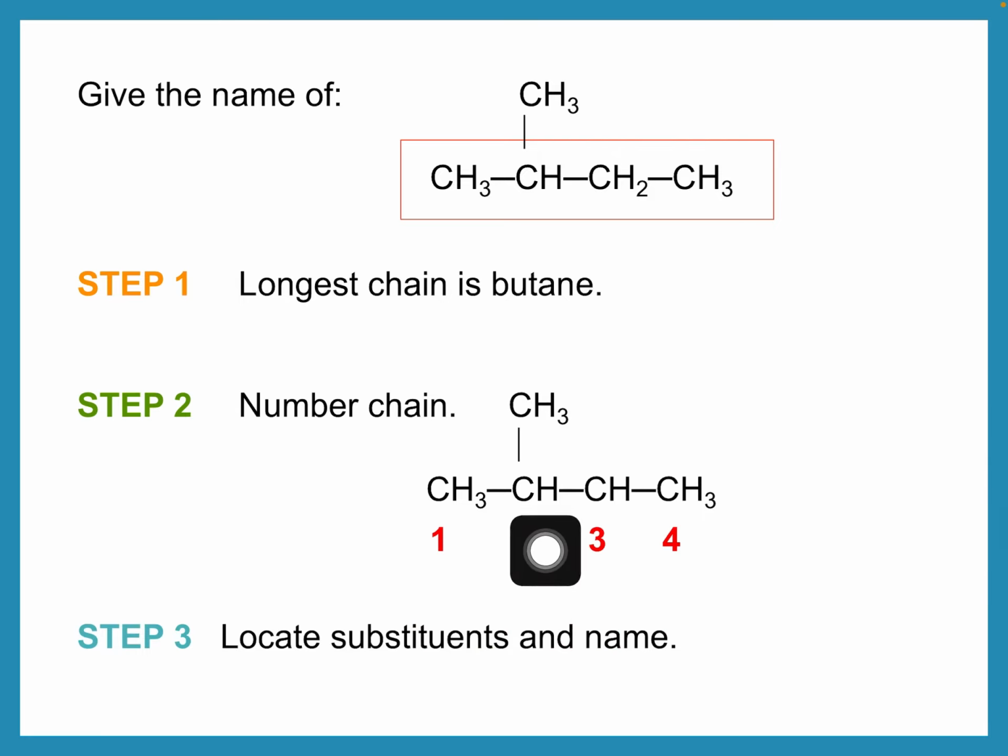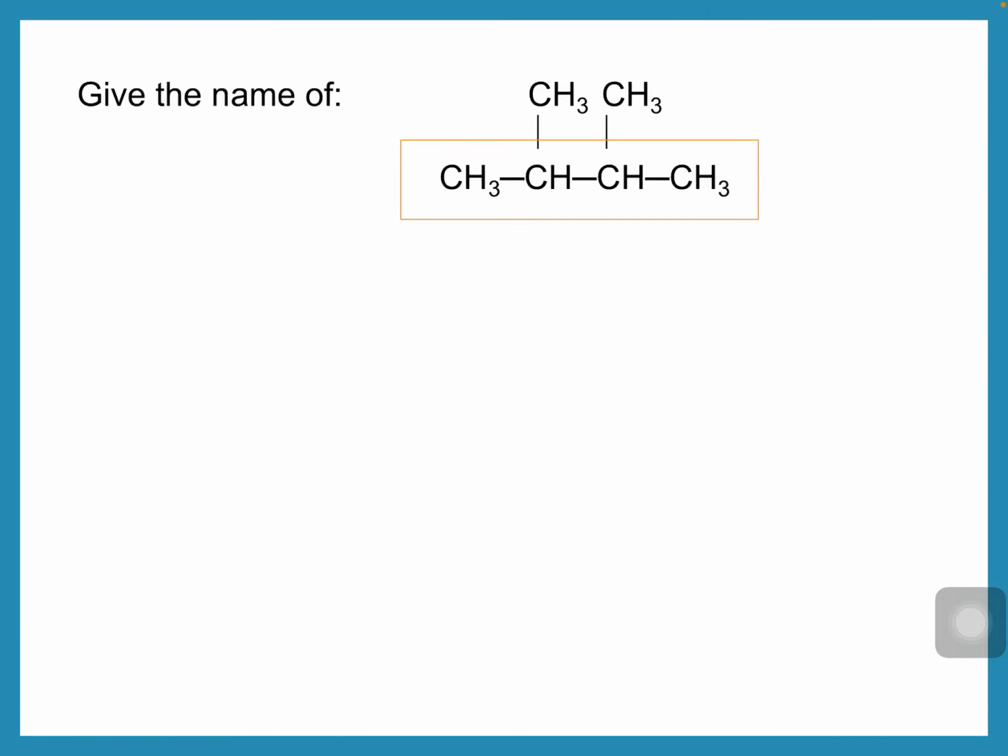So 2-methyl-butane is the name for this. So remember we looked at before that anytime we were in between numbers and words, we were going to use a dash. So 2-methyl-butane is this compound.